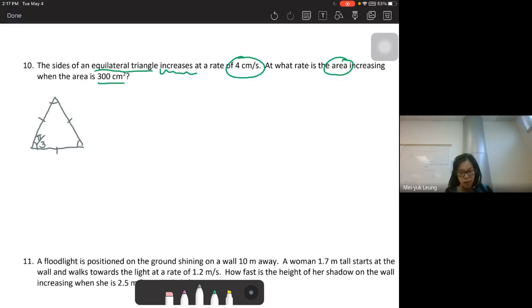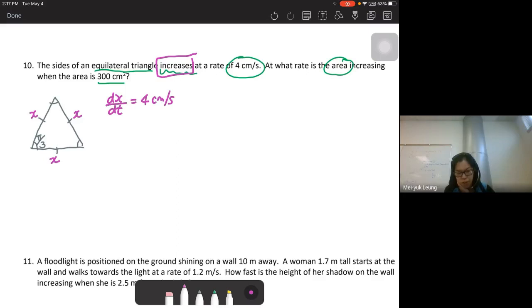Okay, so now we know that we're given the rate of the size, right? So you label the size of this equilateral triangle as x. So we are given the rate dx/dt. It's equal to positive 4 centimeters per second because you're given that the x value, the size of this triangle, is increasing. So you're looking at a positive rate. Okay.